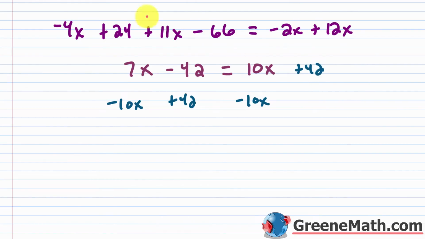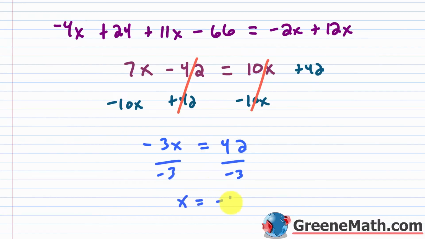And let's go ahead and cancel this guy here and this guy here. And so 7x minus 10x is going to be negative 3x. And this is equal to, let's go ahead and say this is 42 over here. And then to finish this off, I want to isolate x. Let's divide both sides by negative 3. And let's go ahead and say that x is equal to negative 14, right? 42 divided by negative 3 is negative 14.